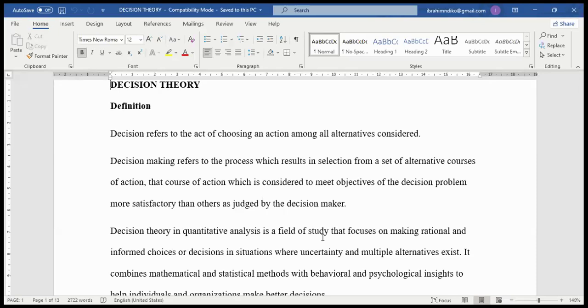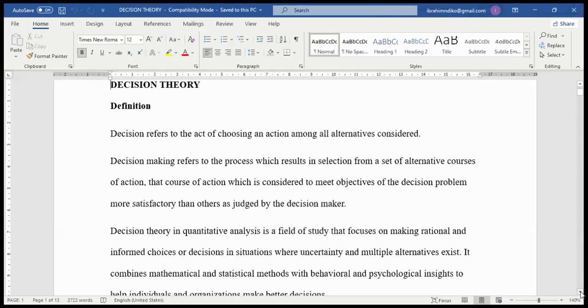Decision making also means the process of making a selection from a given set of alternative courses of action available, and the course of action which is considered to meet the objective of the decision problem more satisfactorily than others, as judged by the decision maker. That is correct. So the decision-making process is the process which results in selection from a set of alternative courses of action, the one considered the best in the knowledge of the decision maker. That is what we call decision making.